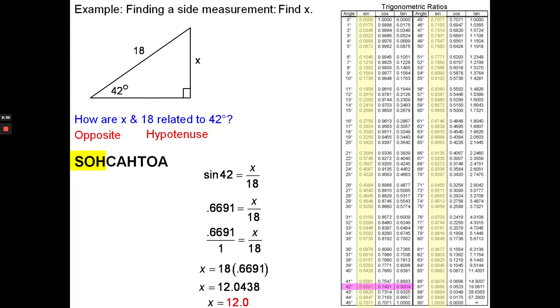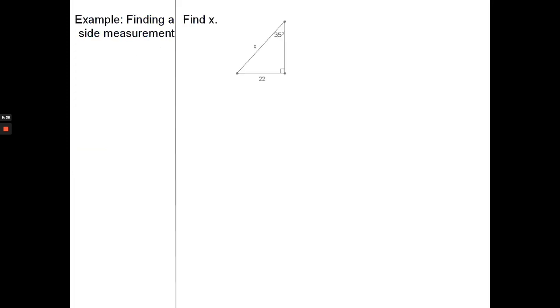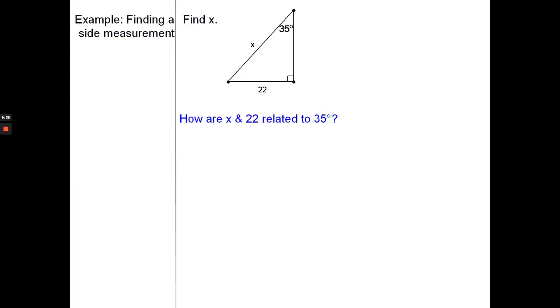All right, one more example. Okay. So again, our question is, how are x and 22 related to our angle of 35? And you don't need to write this question out. You're just really asking yourself in your head. You can even write it on the picture to save some space. So x is our hypotenuse and our 22 is opposite of 35. Okay. So again, SOHCAHTOA, opposite and hypotenuse, that's sine.